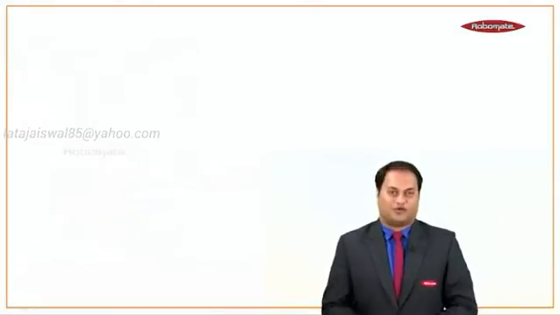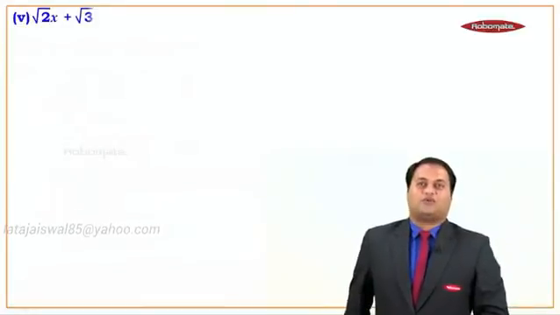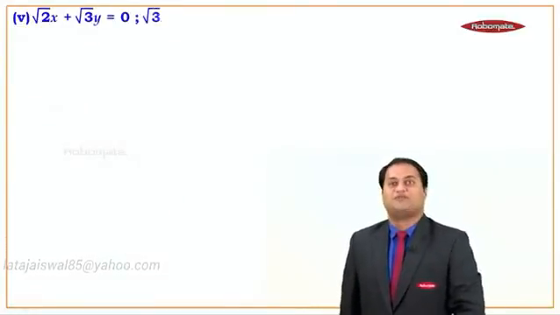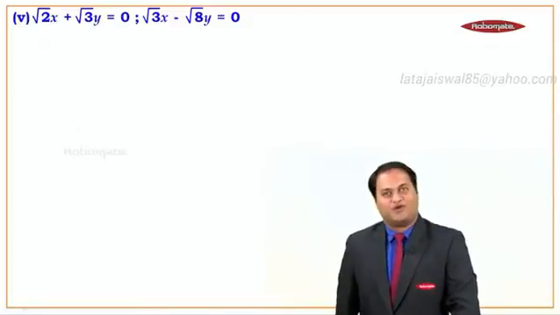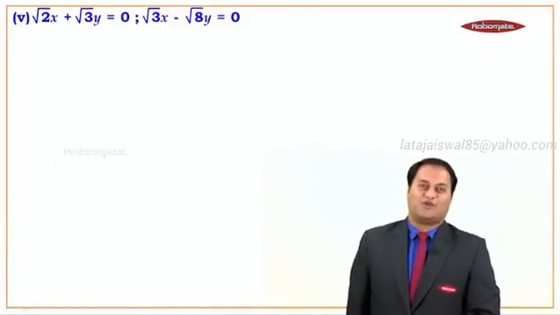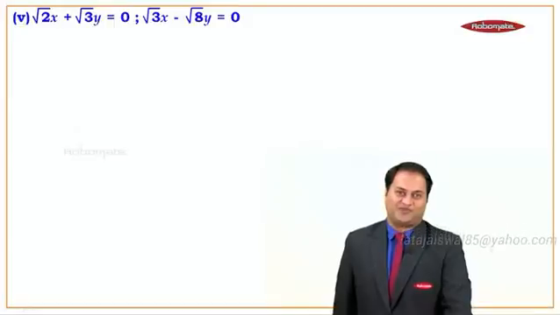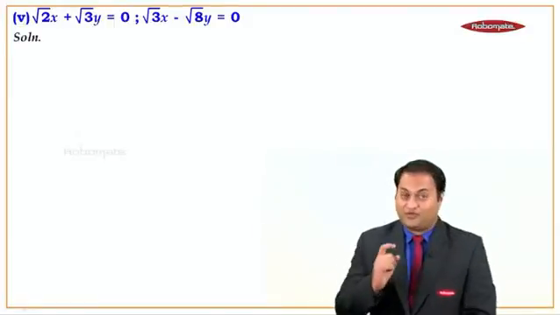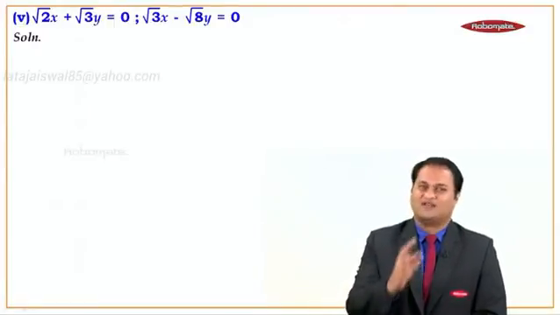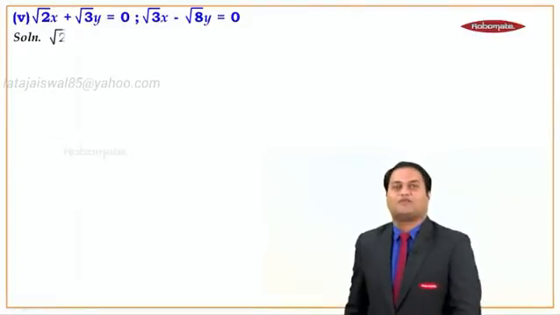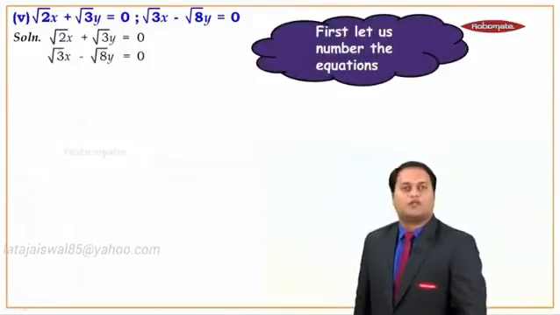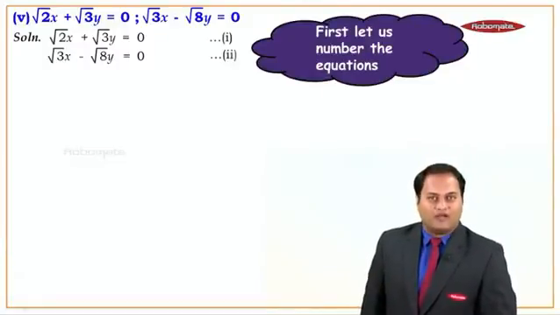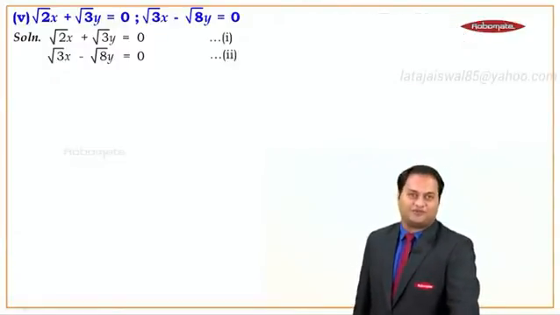Chalo. Let's move on. Next sum number 5, roots. Root 2x plus root 3y is equal to 0. Root 3x minus root 8y is equal to 0. Let's solve now. Roots hai, calculations easy, but you need to take care. Let's start. The first thing that we need to do is write both the equations and number these equations as equation number 1 and equation number 2.